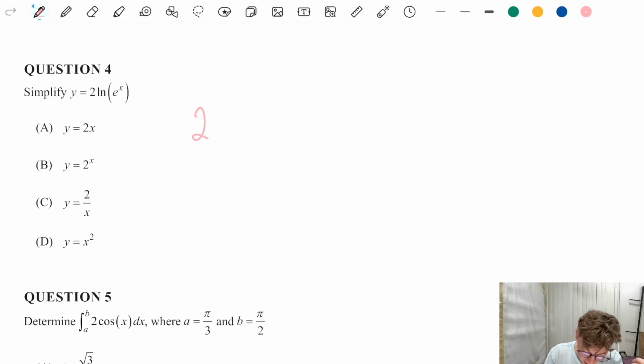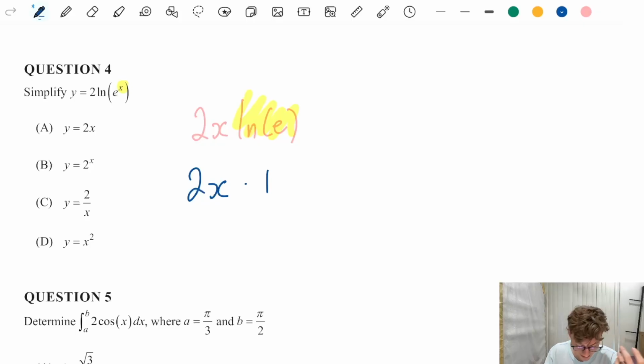I get 2, my little exponent here comes all the way out the front, right? So we get 2x multiplied by the natural log of e. I should know that ln, the natural log, is the natural log to the base of e, which means this whole part here is simply going to be equal to 1. I'm left with 2x multiplied by 1, so my answer is simply going to be 2x, and I get A for question 4.